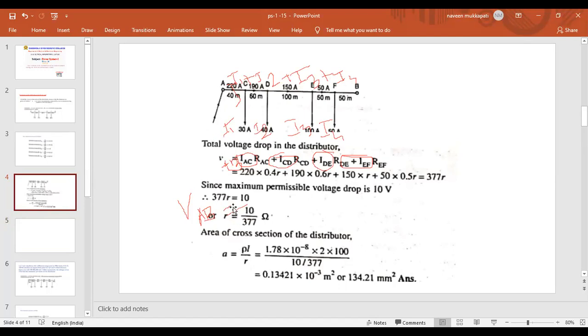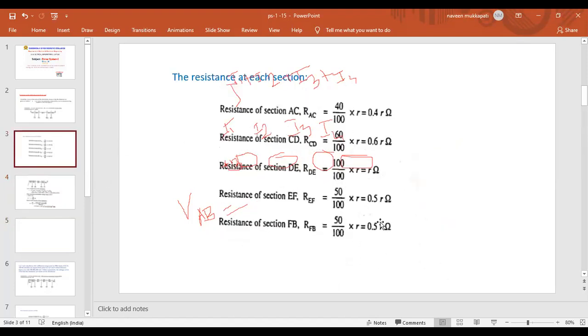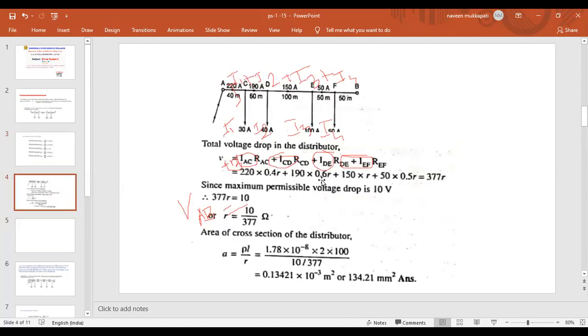Okay, then we calculate the resistance. In the previous slide, we calculated the resistance values. Okay, this is the resistance. Then the voltage drop across the section is 377 R. Okay, this is equal to 377 R.